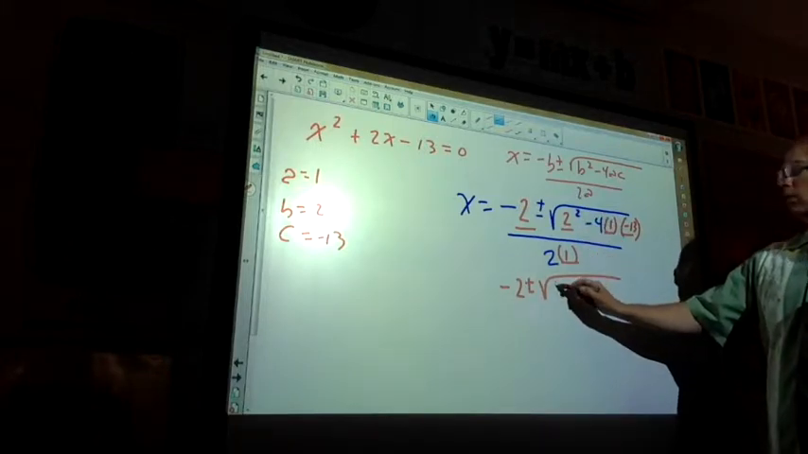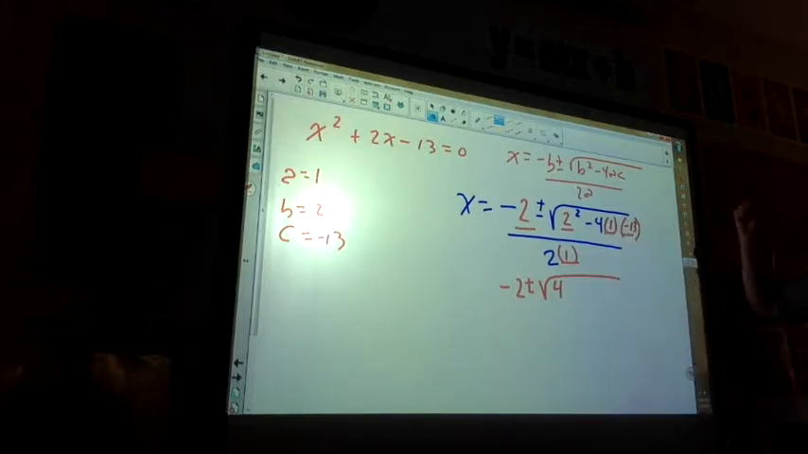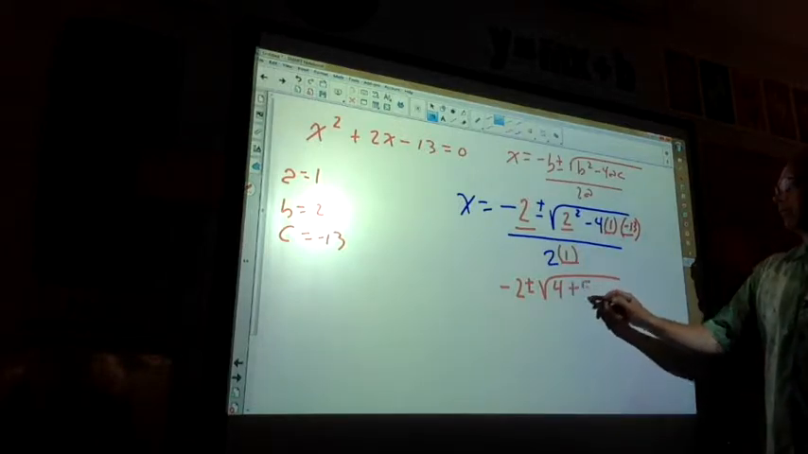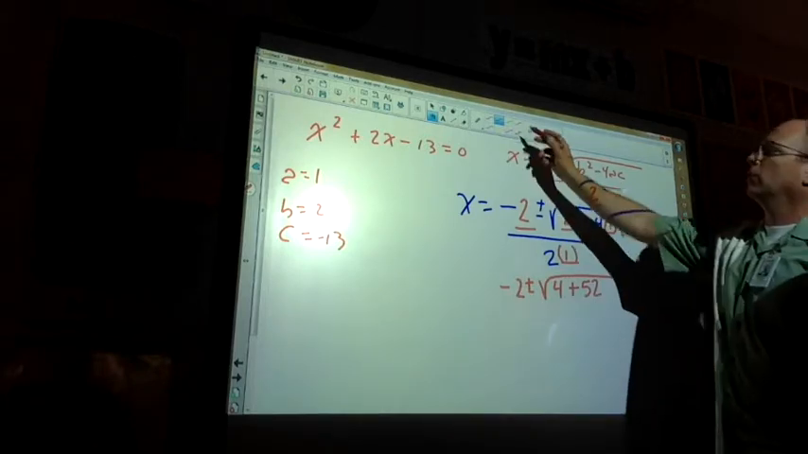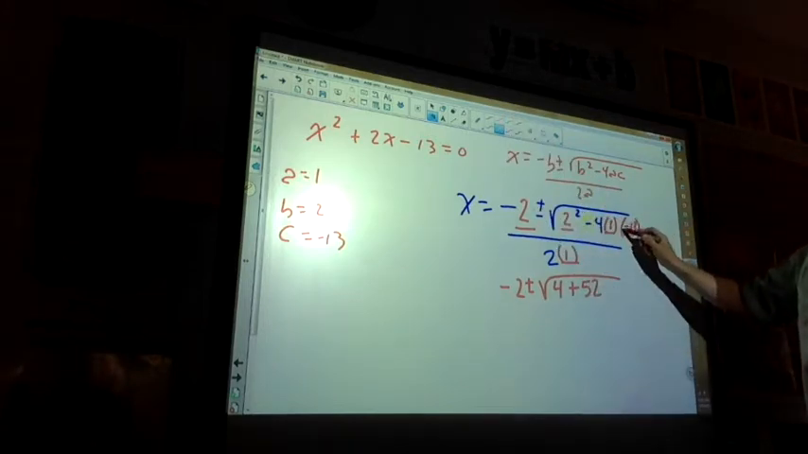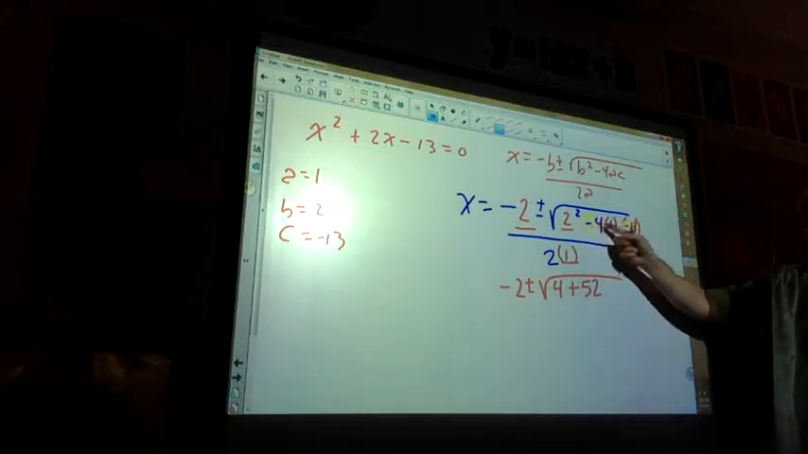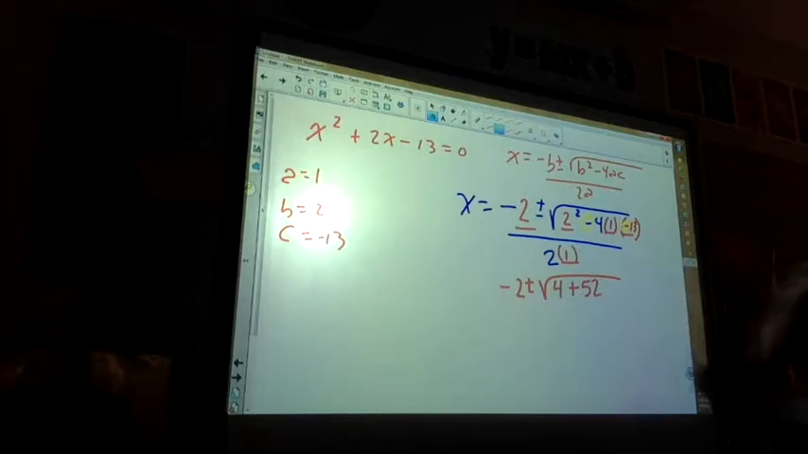2 squared? 4. Okay. Negative 4 times 1 is negative 4. Negative 4 times negative 13 is 52. Positive. Watch your negative signs. Guys and girls, this is a negative sign as well as this. If you're multiplying 3 terms together and 2 of them happen to be negative, every time it'll become positive. If all 3 are negative, negative, negative, that gives you a negative answer. If 2 of them are negative, positive answer. If 1 of them is negative, negative answer. It does not change.